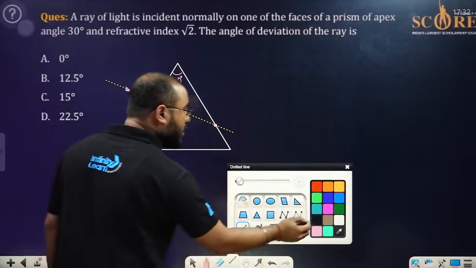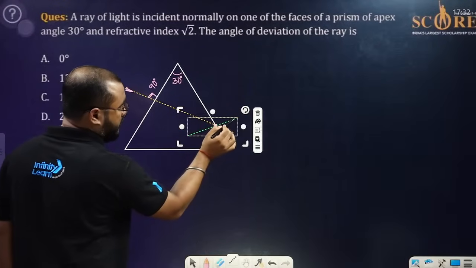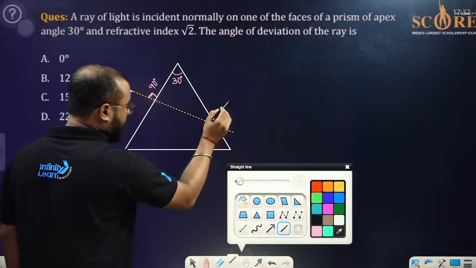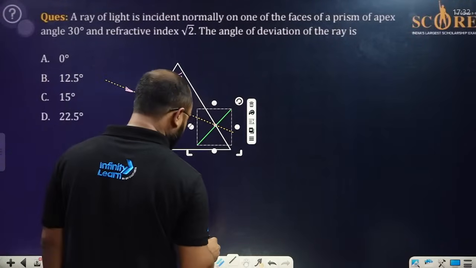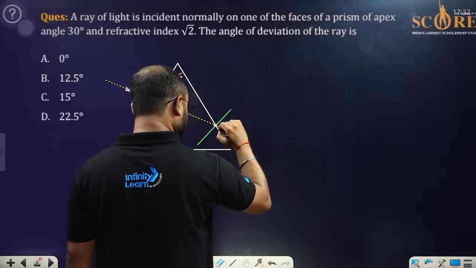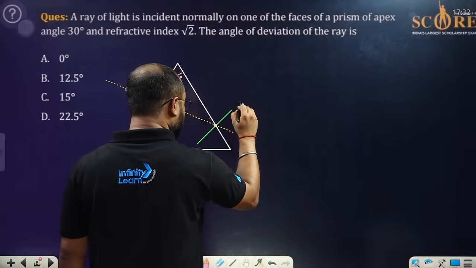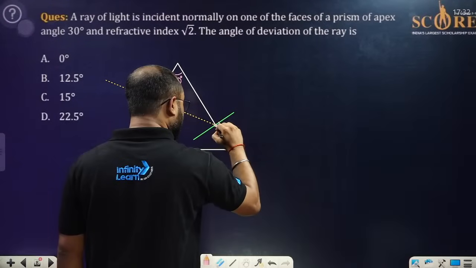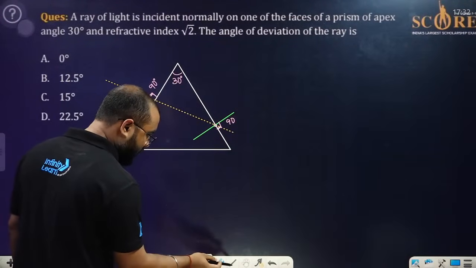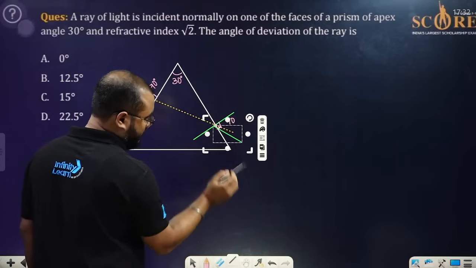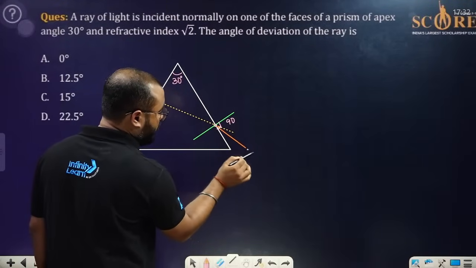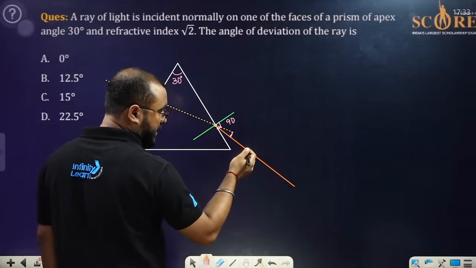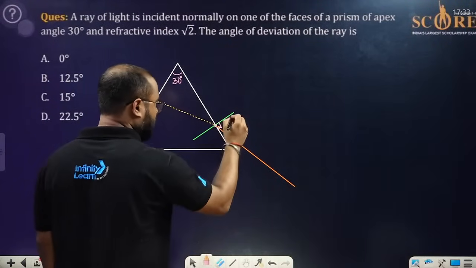But at this particular point, what will be happening? We will be making a normal, obviously, which is going to be 90 degree to the surface itself. We are going to make a normal which is going to be 90 degree to the surface. Obviously, what we have to find? After refraction, the ray of light is going to bend like this way. We have to find the angle between this. Not the angle of deviation, the difference that we have to find it out. Fine, no problem.